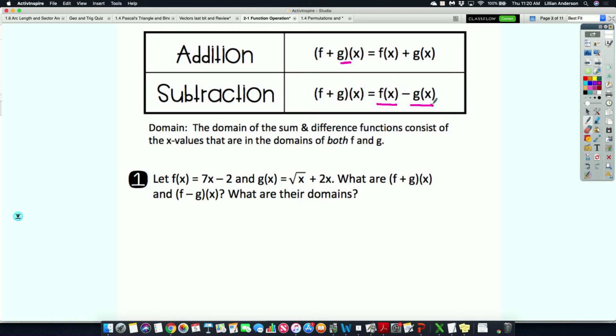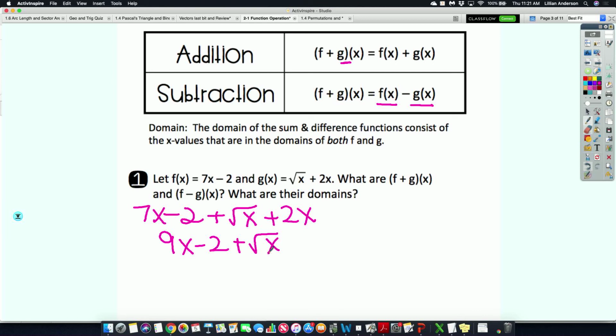Again, this is not multiplication, this is addition and subtraction. So we're literally going to add f and g together. So that's 7x minus 2 plus square root of x plus 2x. Okay? Once I have that, can I combine any like terms? What? 7x and 2x. So now I have 9x minus 2 plus the square root of x. I can't combine anything else from here, so that is my answer. That's the sum of f and g.